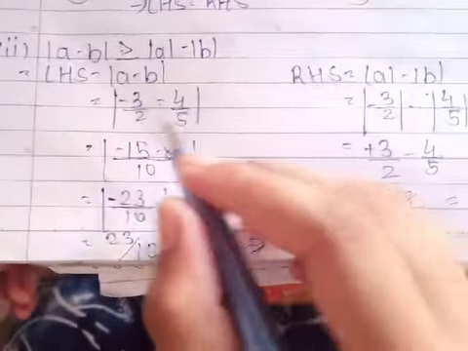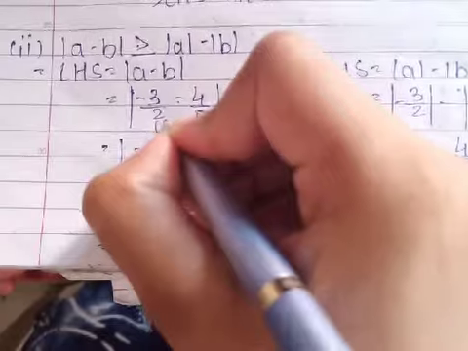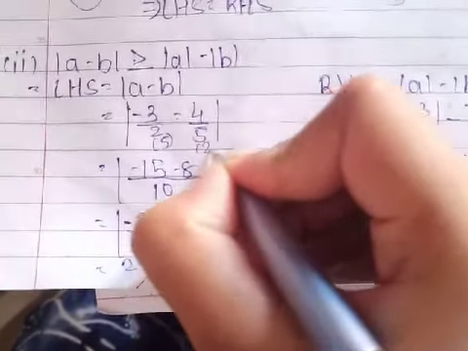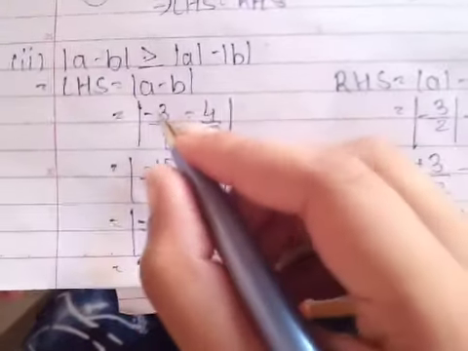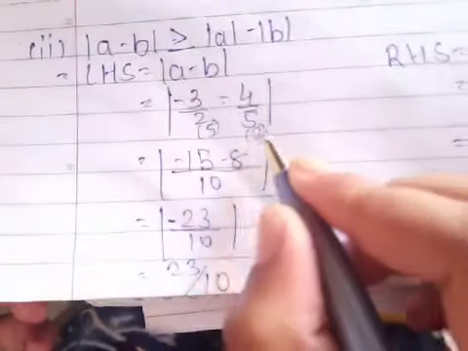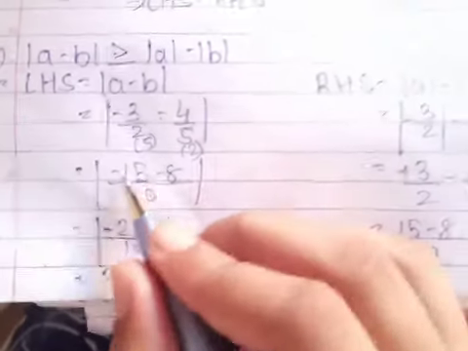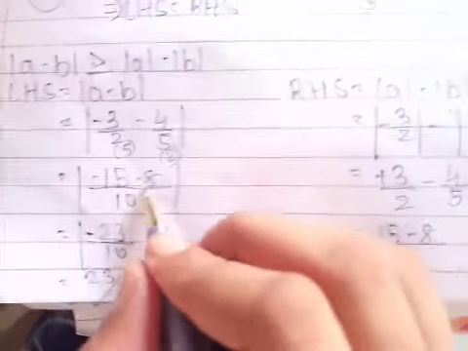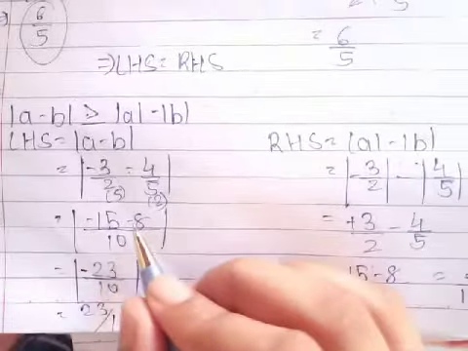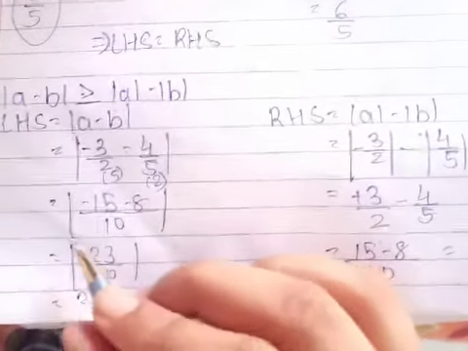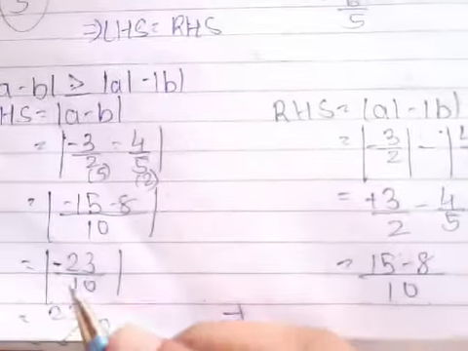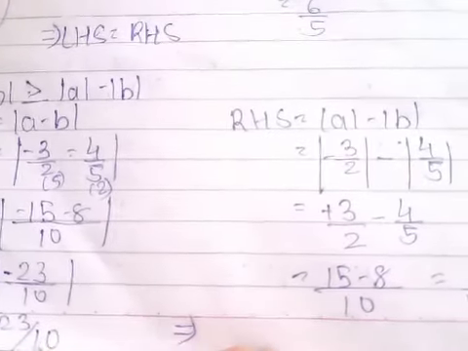By what number will we multiply to get 10? Here 5, and here 2. So 5 into minus 3 is minus 15, and 2 into minus 4 is minus 8. Minus 15 minus 8 is minus 23 by 10. Here the sign is minus, so minus into minus is plus, so I have to do the addition of 15 and 8. So you got minus 23 by 10. If you remove the mod, you will get 23 by 10.